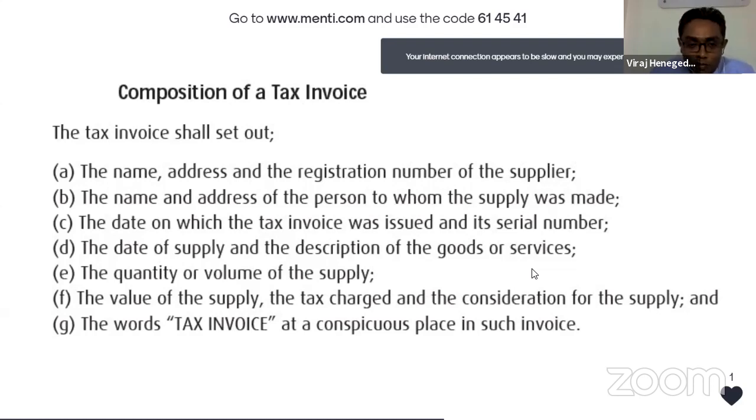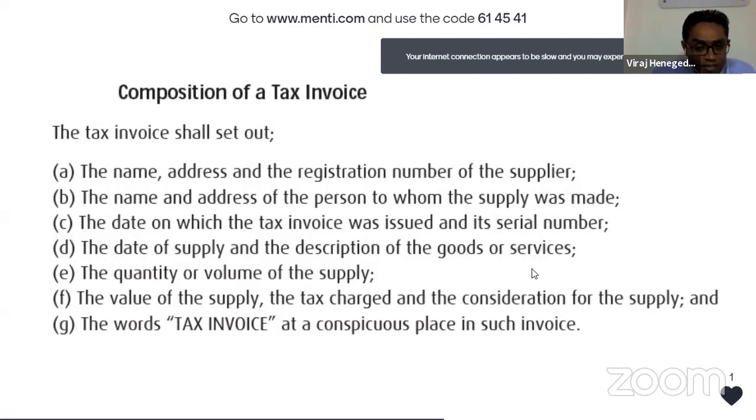We'll move to the next one, composition of a tax invoice. What you need to include in a tax invoice: the name, address, and the registration number of the supplier, and the name and address of the person to whom the supply was made, and the date on which the tax invoice was issued, and its serial number. So this is very important.